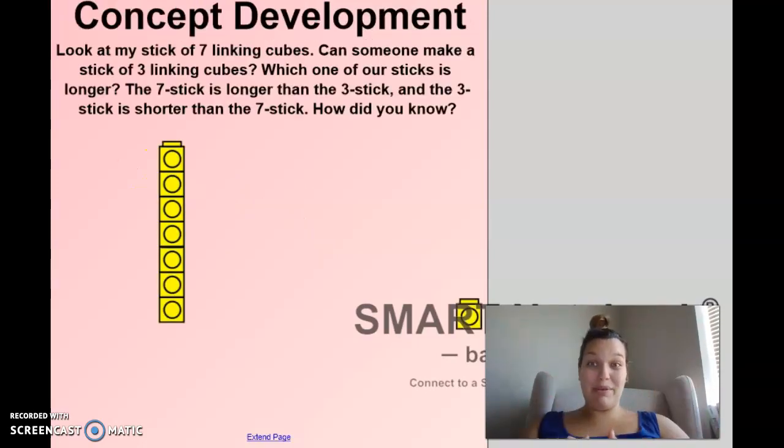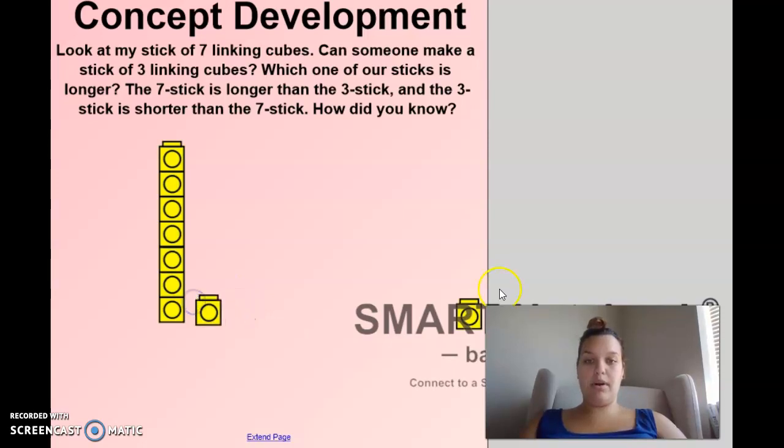That was the perfect warm-up for today, because today we're going to be able to look at different sets of linking cubes and figure out which one's longer than or shorter than by comparing their lengths. So I have a set of 7 linking cubes here. Can you help me make another set next to it of 3?